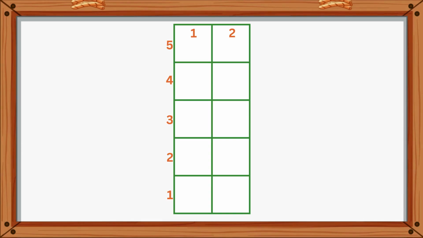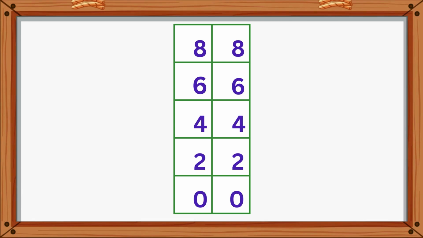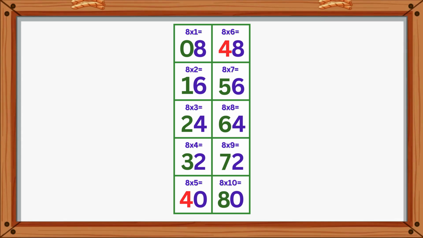This time, we will use the grid with 5 rows and 2 columns. For the ones' digits, going from top to bottom, write 8, 6, 4, 2, and 0 in both columns of the grid. For the tens digits, in the first column, write 0, 1, 2, 3, and 4 in front of each of the ones' digits. In the second column, write 4, 5, 6, 7, and 8 in front of each of the ones' digits. Did you notice that the 4 in the tens digits is repeated? If you did, great job. And that's it. Very simple, isn't it?